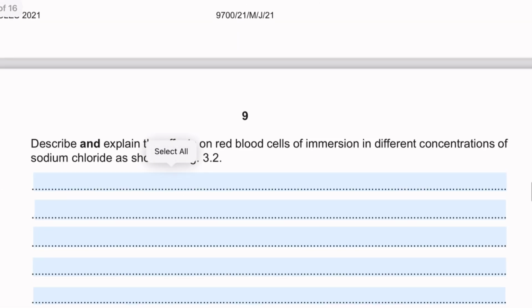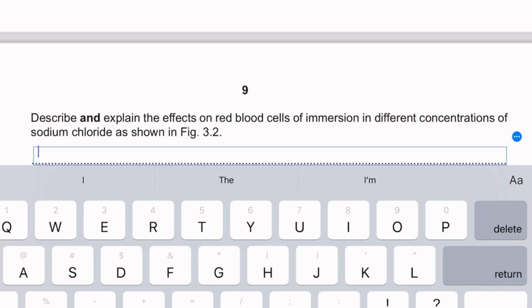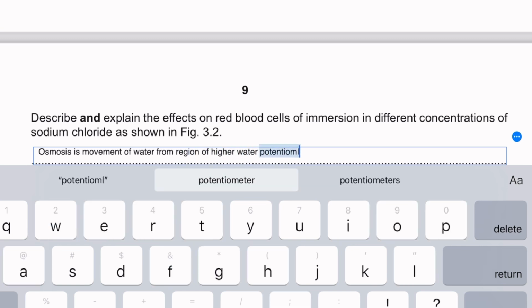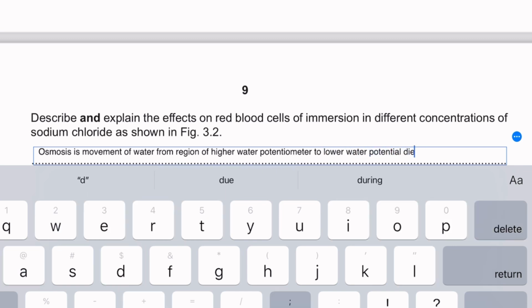So let's go ahead and describe and explain the effects of red cells on immersion in different concentrations. Let's write down everything we just mentioned, if not even more in more detail. Okay, so explanation: osmosis is the movement of water. So let's define osmosis. Okay, so of water from a region of higher water potential to lower water potential down a water potential gradient.